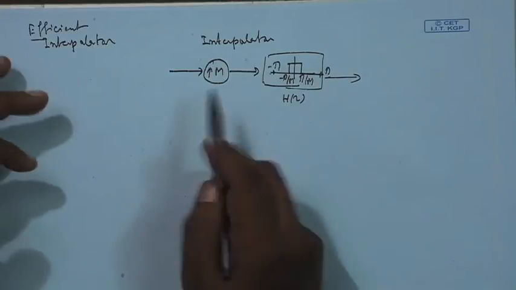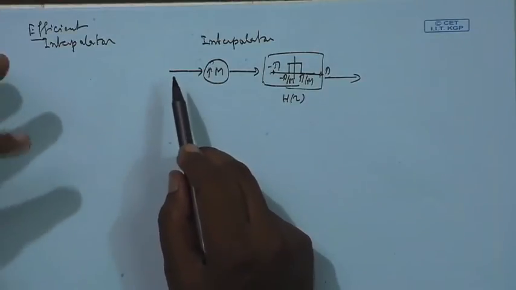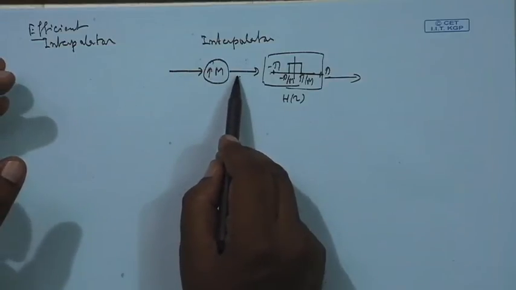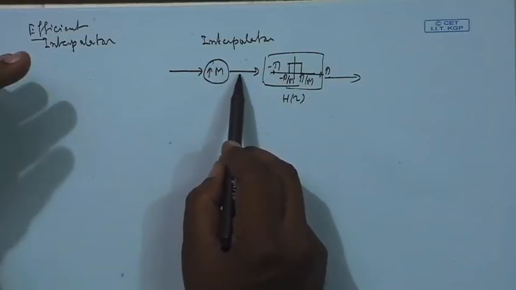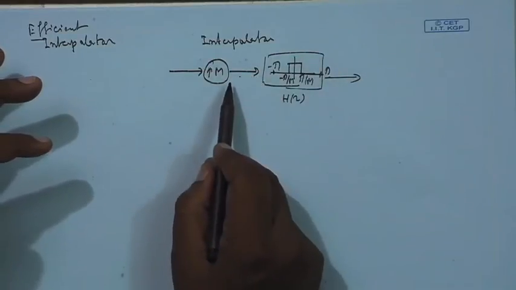Now, here you see the first sequence was a low rate sequence, with some sampling clock for that. Now, after expansion, it is becoming a higher rate, faster sequence, because between every pair of samples I am bringing in m minus 1 zeros.